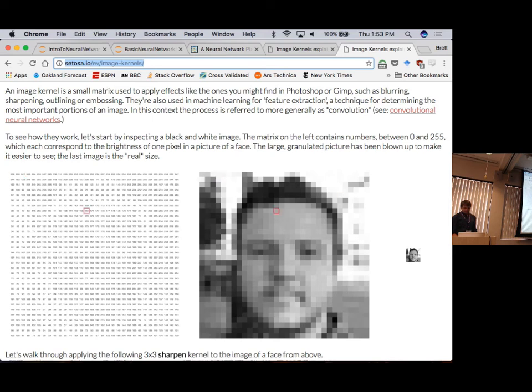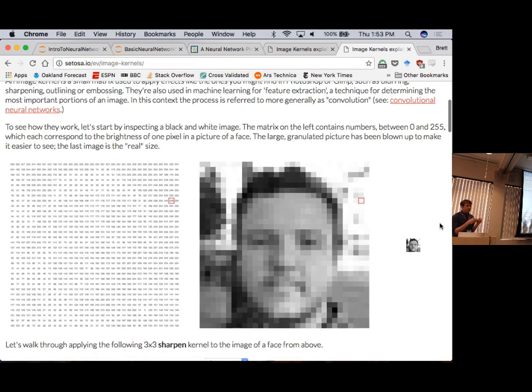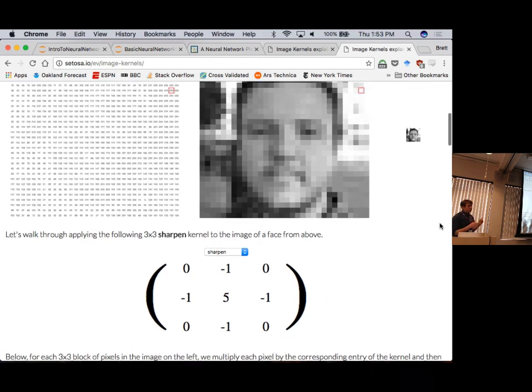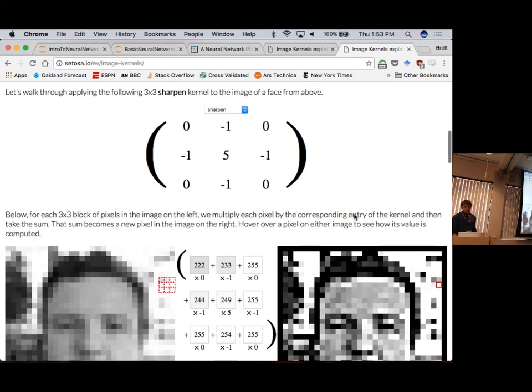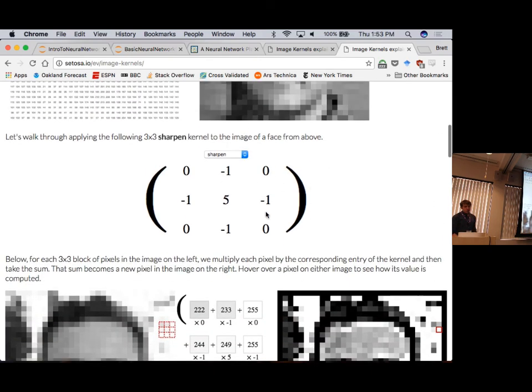Okay, so in this case, we have a bunch of predetermined filters or kernels that we're going to convolve over the image. So this one's called the sharpen kernel, and it looks like this.